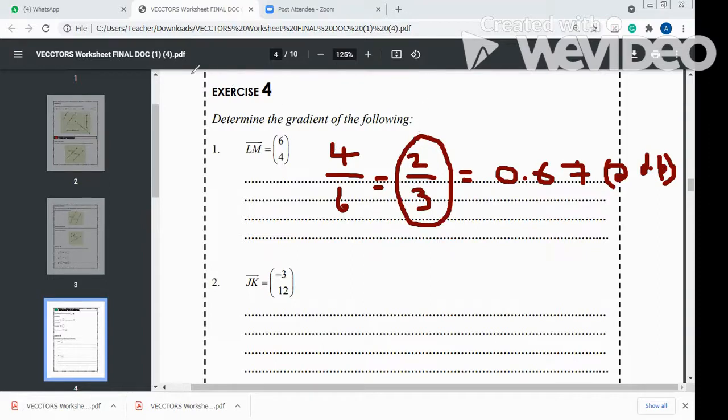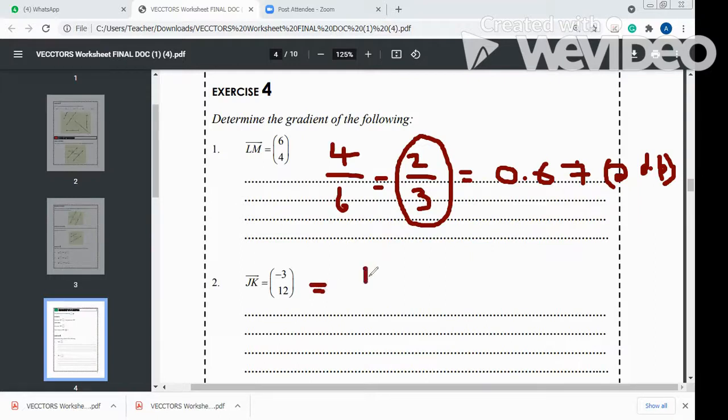All right. Put that as a decimal. You use the calculator or you do long division? You just divide 2 by 3 and you get 0.6666.